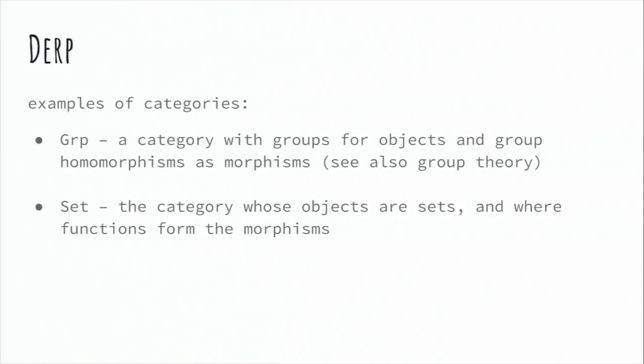And then you have functions between those sets. Like for every number, there's a Boolean that says if it's even or not. So that's a mapping from one set to another. And those form the morphisms. So the Set category is actually pretty useful for programmers.